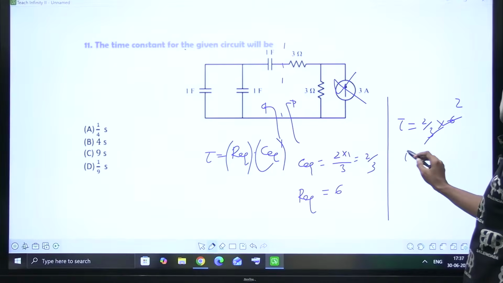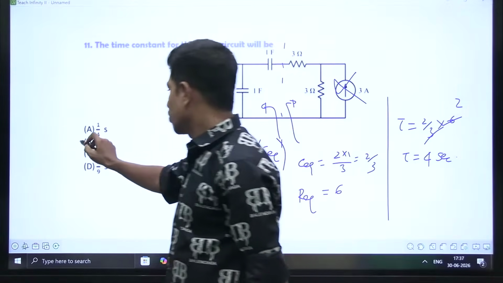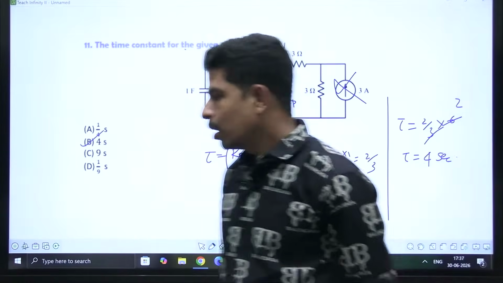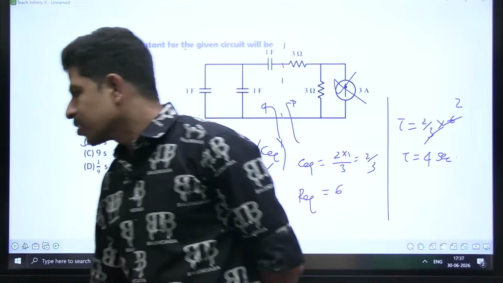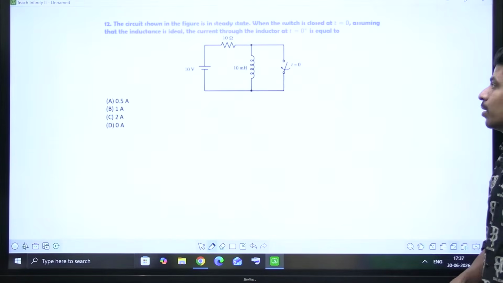3 twos, 2 twos are 4 seconds. Answer is what? 4 seconds. Option is B. B for Bombay. Right? Nishita, good. And who is another person? Mr. Tejas, good. Option is B. Only 2 guys are responding. Other guys, I don't know what happened.